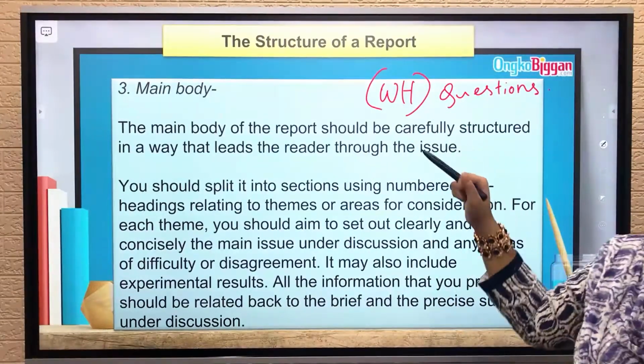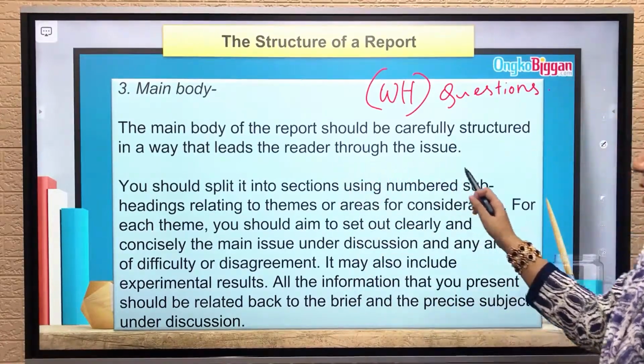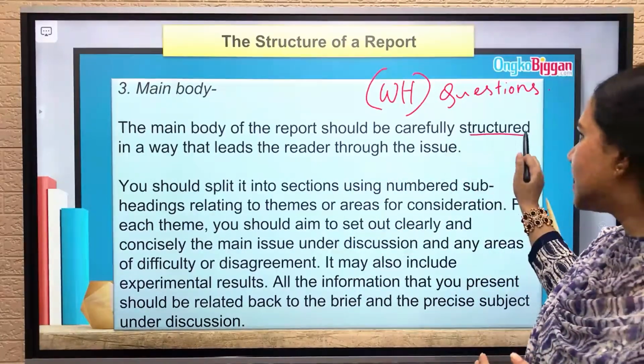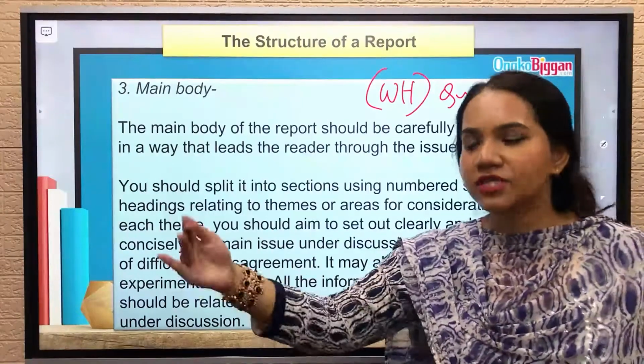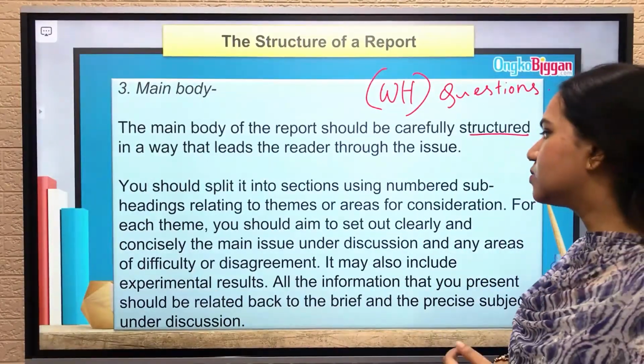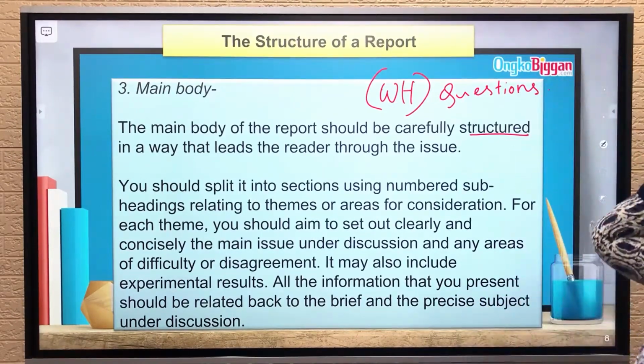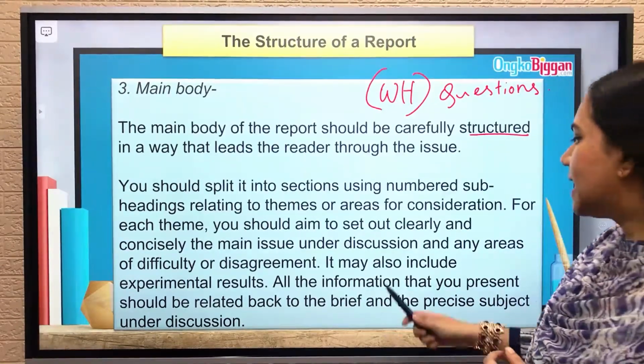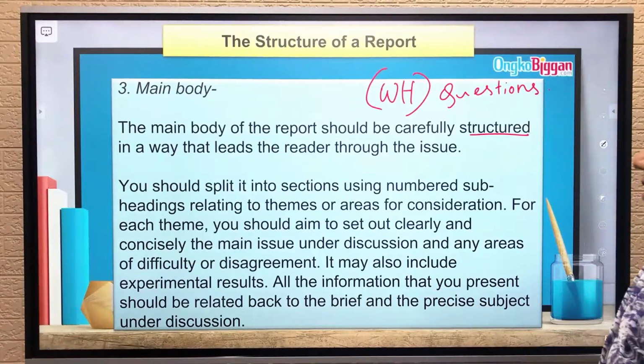It was mentioned that it must be carefully structured so that it leads the reader through the issues. By structured, I mean that it needs to go one after the other. You should split it into sections using numbered subheadings related to the themes or areas for consideration for each theme. You should aim to set out clearly and concisely the main issue under discussion and any areas of difficulty or disagreement.